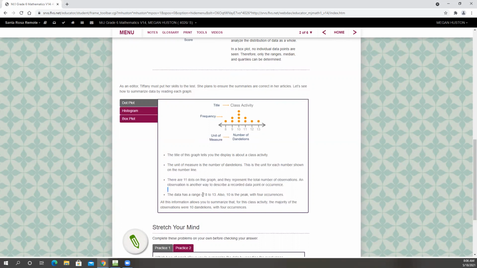So each dot represents one piece of data. The data has a range of 8 to 13. So the smallest number is 8, biggest is 13. You can find the range by doing 13 minus 8 to give you 5. And then there's also a peak here at 10. The one that appears the most is 10, with 4 dots at 10. So all this information allows you to summarize that for this class activity, the majority of the observations were 10 dandelions with 4 occurrences. So there's a bunch of observations that you can make with the dot plot.